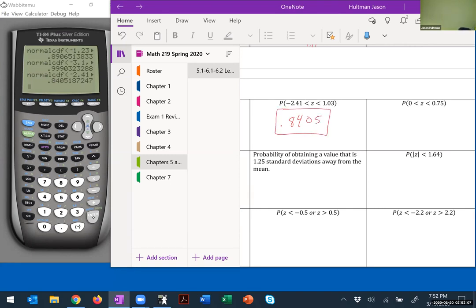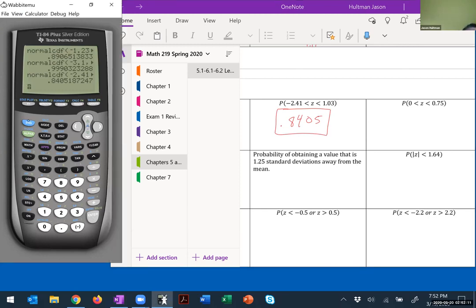What about this one, 0 to 0.75? Well, same thing. Second vars, normal CDF. 0 to 0.75. Now, 0 is not infinity. Don't make that mistake.